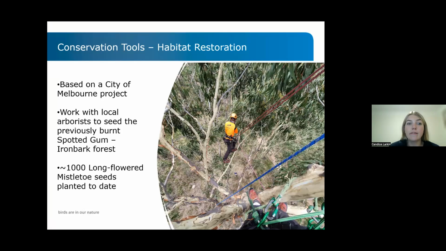So what we did was we had some extremely talented arborists come out with us, and what the arborists were doing was transplanting seeds back into previously burnt spotted gum ironbark forest where we knew Regents had historically nested. Basically, these guys climb up a tree with a bunch of mistletoe seeds and they squirt them onto the side of the tree. And then we would come back after a few months and monitor to see how many had taken hold. We planted over 1,000 seeds.